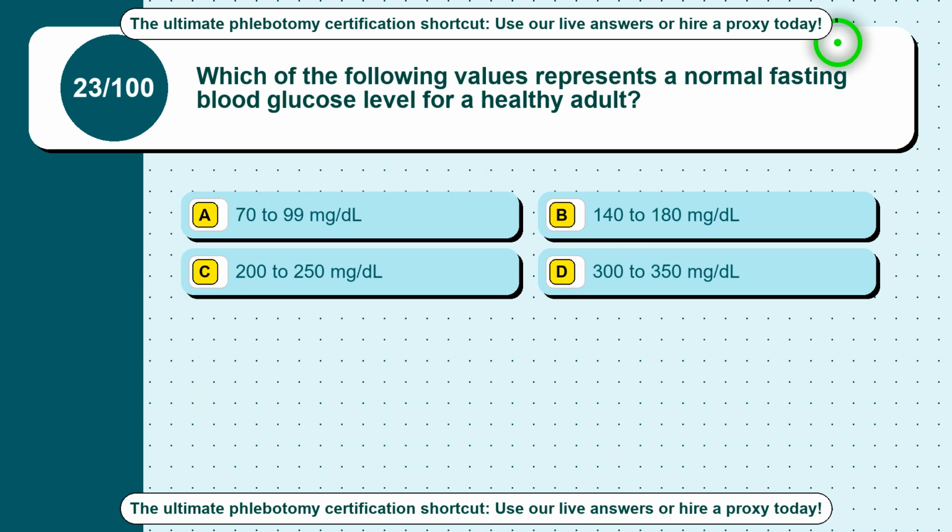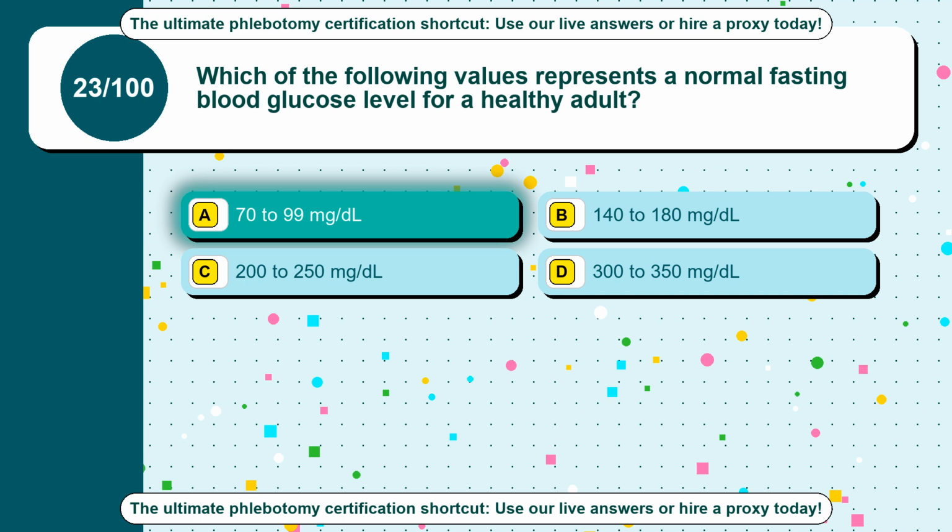Question 23. Which of the following values represents a normal fasting blood glucose level for a healthy adult? Option A, 70 to 99 mg/dL. Option B, 140 to 180 mg/dL. Option C, 200 to 250 mg/dL. Option D, 300 to 350 mg/dL. The correct answer is option A, 70 to 99 mg/dL.